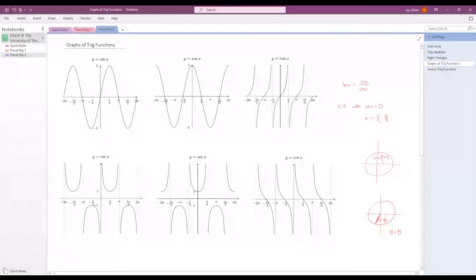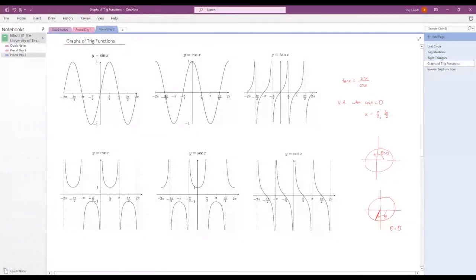Okay, so it's just good to see all the graphs. I'm not necessarily going to do much work with this though, but I at least wanted to show you guys a picture of all of them. Okay. I guess what I want to do for the rest of the time that I have is start talking about the inverse trig functions. So I'm going to jump to that now.